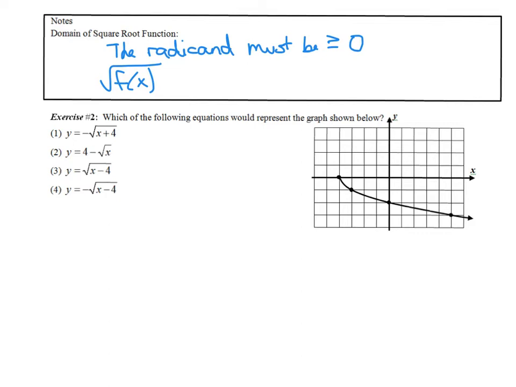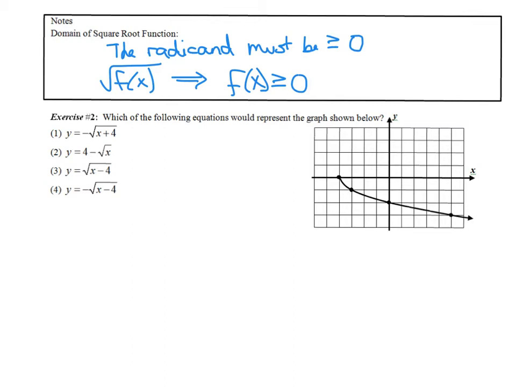Whatever that function is, we have to make sure that f of x is greater than or equal to 0. So whatever is underneath the radical has to be greater than or equal to 0 for now. We're going to see later on in the next unit that it's going to be okay to have some negative values, and we're going to talk about a whole new set of numbers called the complex numbers. For now, let's isolate the radicand to being only greater than or equal to 0.